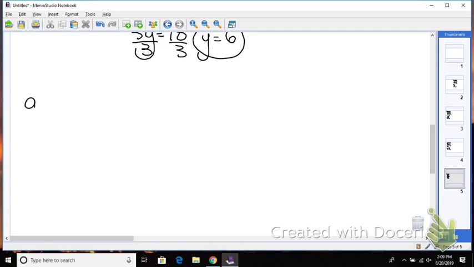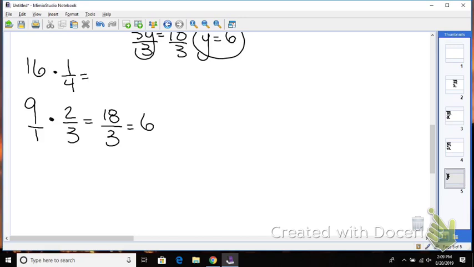Let's say I have 9 times 2/3. If I have a whole number times a fraction, all this is like saying 9 over 1. So you can multiply straight across the top and get 18 straight across the bottom over 3. And what is 18 over 3? 6. Okay, let's even make it easier. Let's say I now have 16 times 1/4. 16 over 4, okay, so we all remember fractions, right? Okay, now with that being said, let's do this next example.